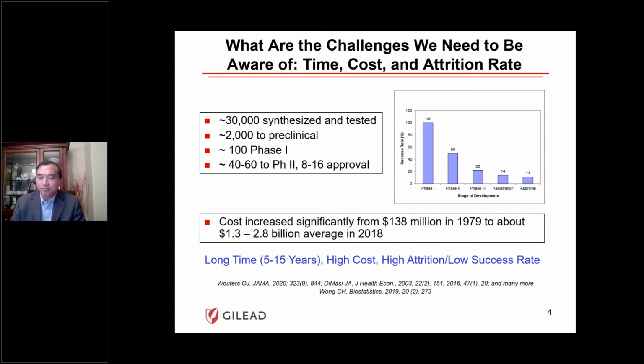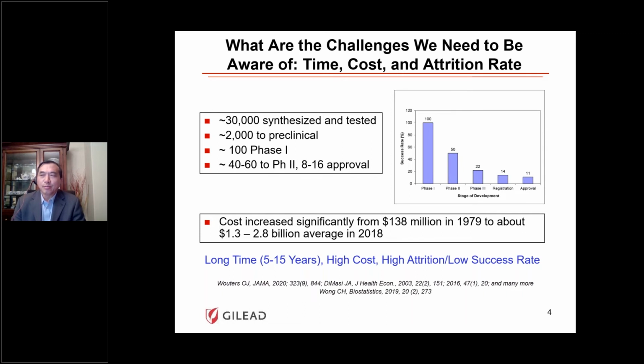I've got some very cursory numbers here. The cost to develop a molecule to the market has increased significantly, from about $138 million on average in 1979 to about $1.3 to $2.8 billion in 2018. That is normalized to year 2000 dollars. So it is expensive. And then there's one thing people often don't realize: the attrition rate is very high, or you can say the success rate is very low.